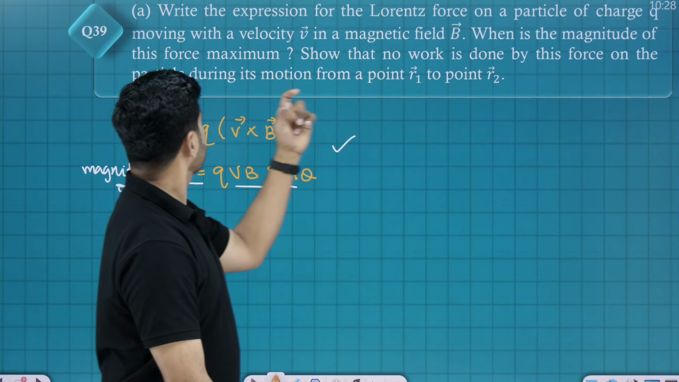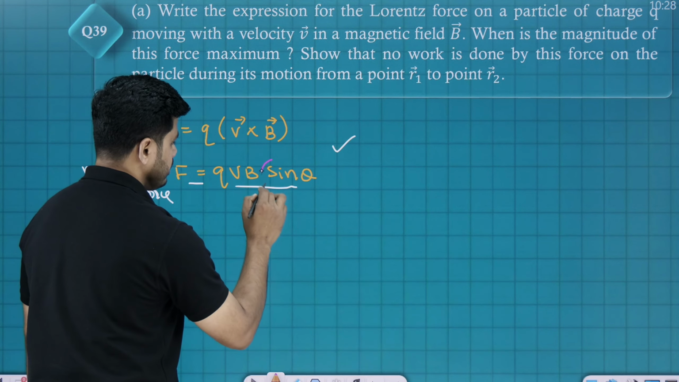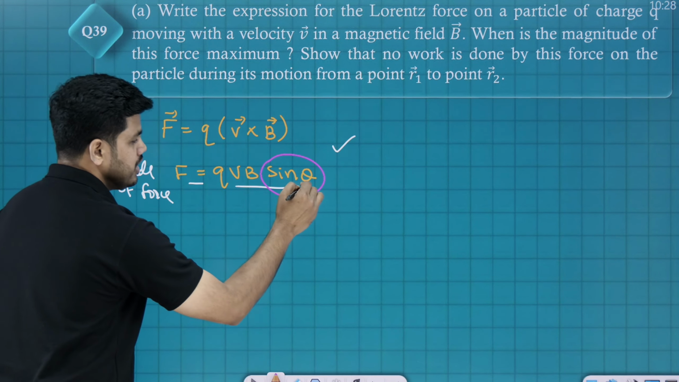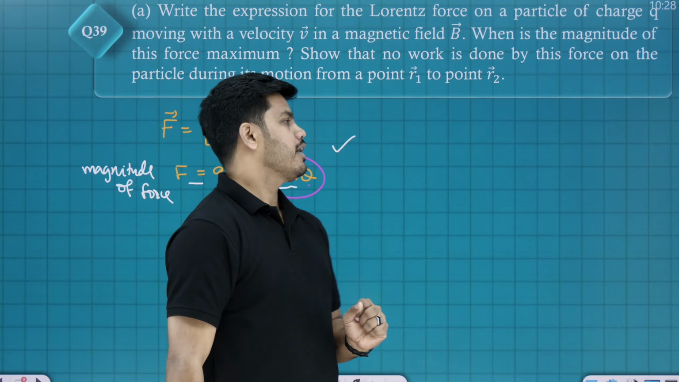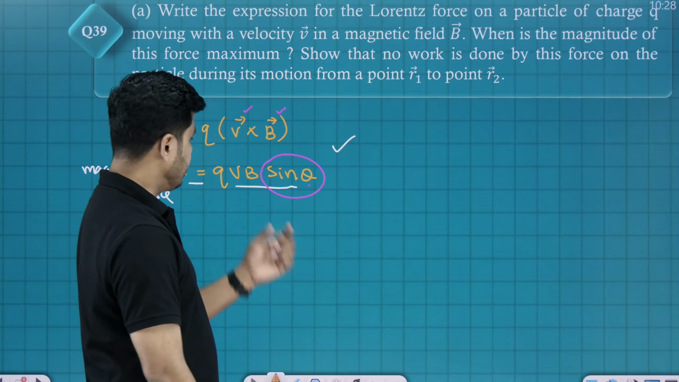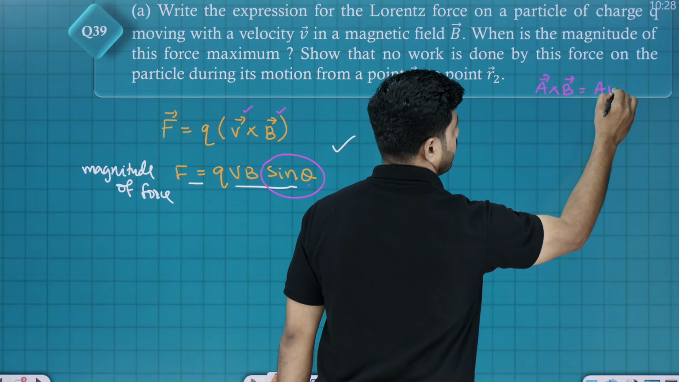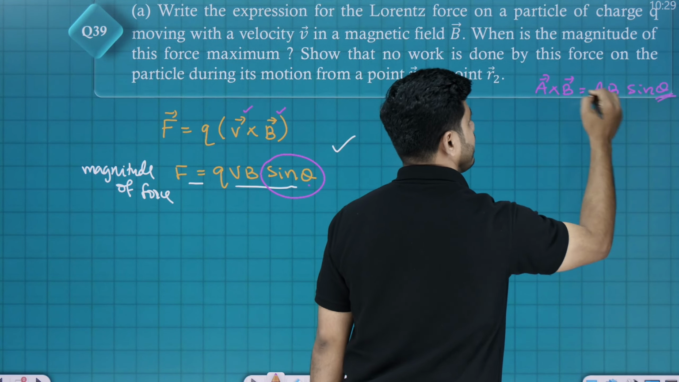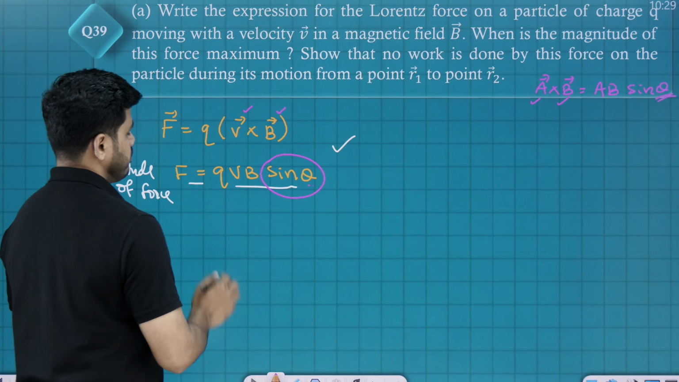Second part of the question: when is this magnitude of the force maximum? Looking at this equation, whenever sine theta is maximum, the force is going to be maximum, correct? So what is the condition for sine theta to be maximum? Theta should be 90 degrees. What does the angle theta stand for? Theta is the angle between the velocity vector and the magnetic field vector, we know, right? V cross B. If you have vector A cross B, how will you find its magnitude? AB sine theta, right? So A cross B is AB sine theta, where theta is the angle between the directions of vectors A and B. So when sine theta is maximum, force is maximum.